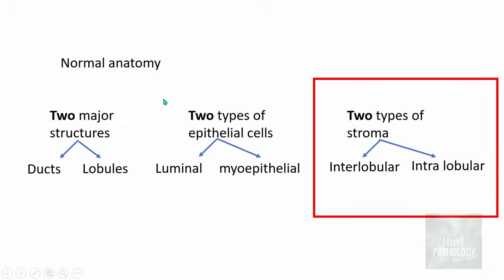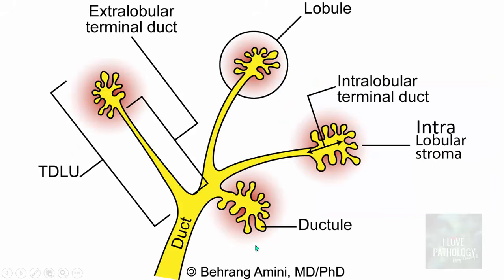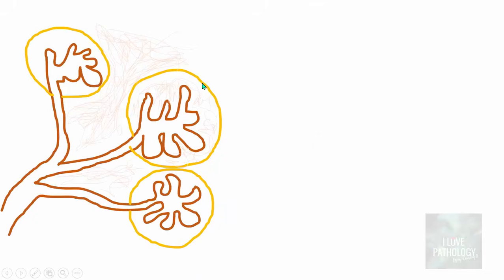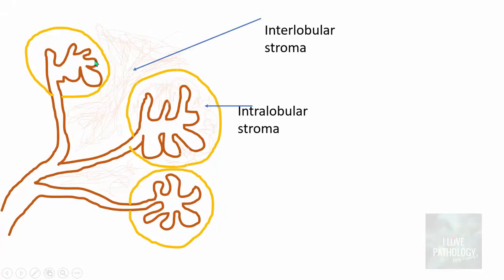stroma. So when I was discussing the normal anatomy, I think we did discuss the two major structures, two types of epithelial cells and the two types of stroma, right? And the stroma are the interlobular stroma and the intralobular stroma. So this was the illustration which I had showed, right? So the stroma which is present within the lobule is called intralobular stroma, and the stroma in between the lobules is called interlobular stroma. Okay, another illustration showing intralobular stroma within the lobule. In between two lobules you find interlobular stroma.